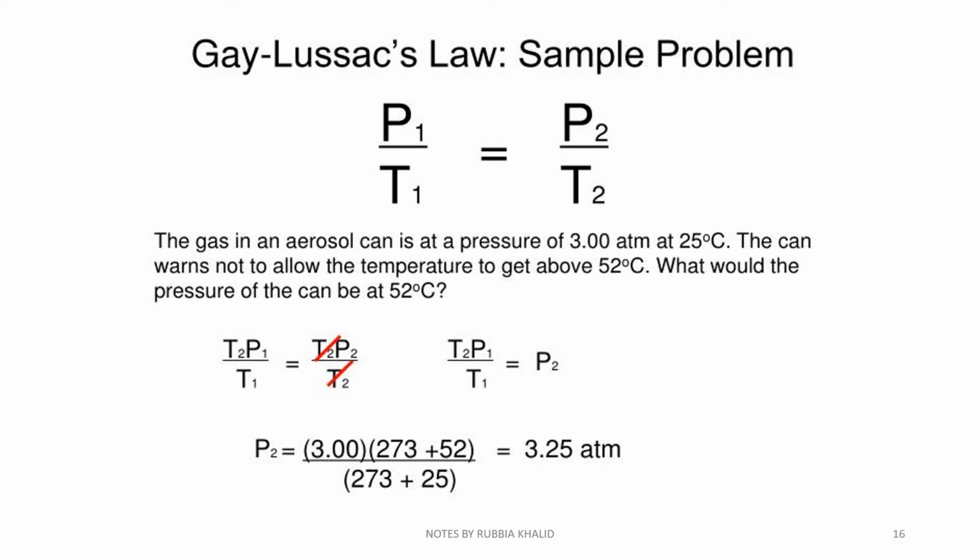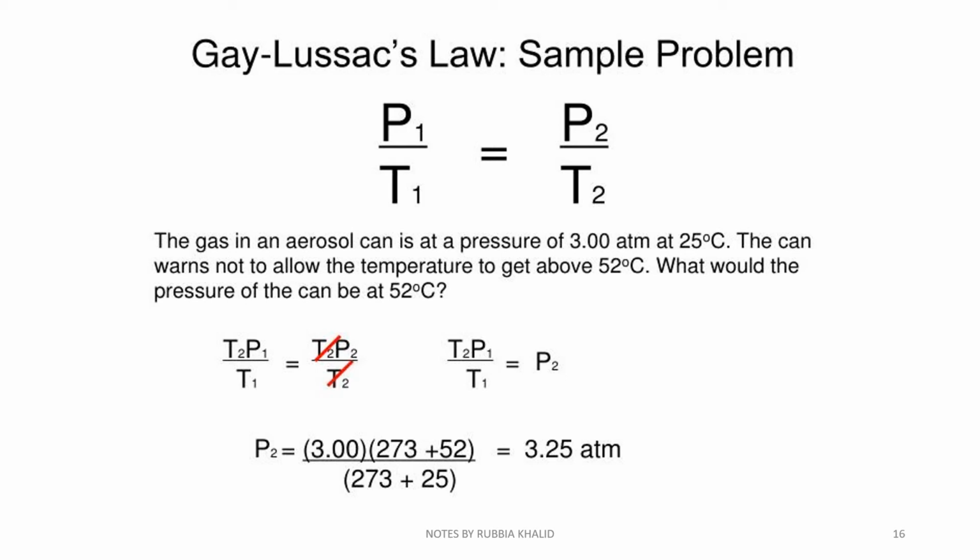Let's look at the example. The gas in an aerosol can is at a pressure of 3 atm at 25 degrees Celsius. The can wants not to allow the temperature to get above 52 degrees Celsius. So they have given you pressure 1, which is 3 atm at 25 degrees Celsius. They given you temperature 1, which is 25 degrees Celsius. They given you temperature 2, which is 52 degrees Celsius. They're asking you what would the pressure of a can be at 52 degrees Celsius.